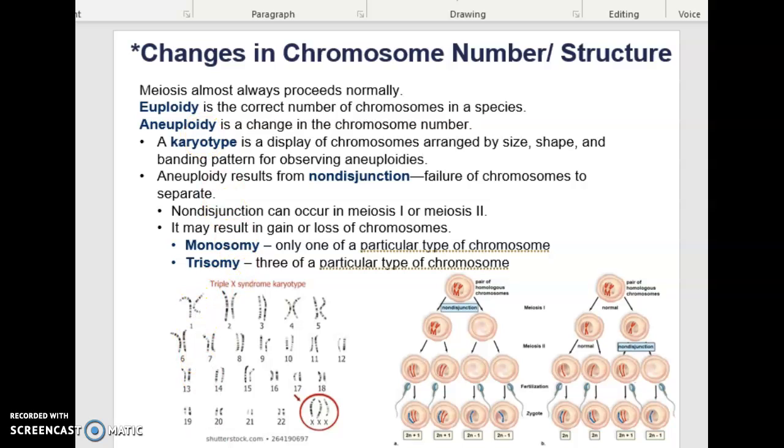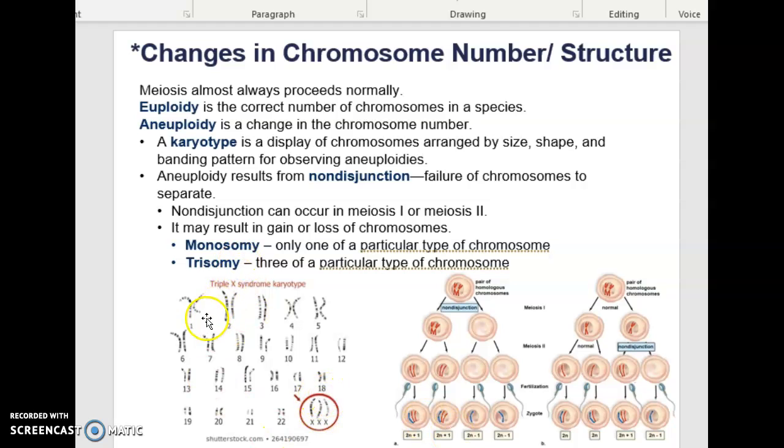We can actually see when there's a change in the chromosome numbers by using a karyotype. It's a way of displaying chromosomes arranged by size. Sometimes you'll have a sticky chromosome and there'll be too many. When you have 3 when you're supposed to have 2, there's a trisomy. This one right here has a trisomy of the sex chromosomes. This one actually has 3 X's. And then sometimes there's a monosomy, when there's only one of a particular type of chromosome. Sometimes you'll see this in sex chromosomes as well.